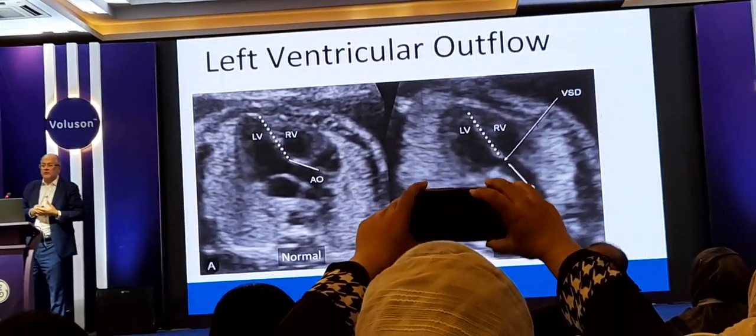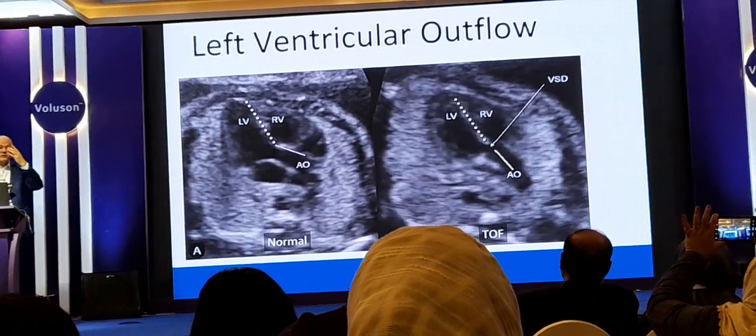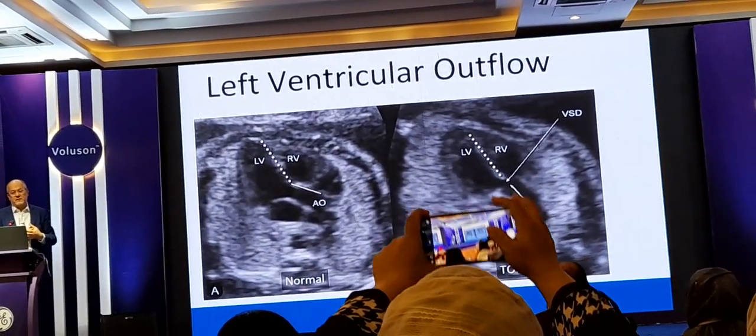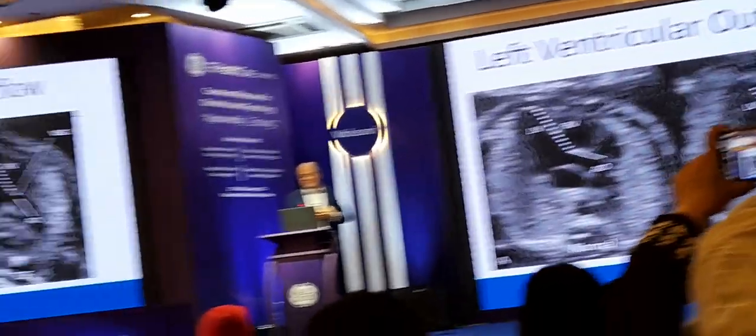That's an overriding aorta, classic of tetralogy of Fallot. One of the commonest cardiac abnormalities is tetralogy of Fallot. It's a very common abnormality.